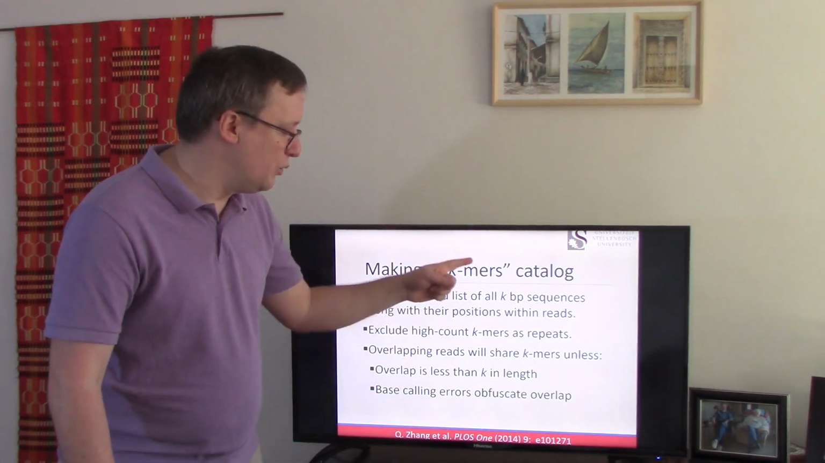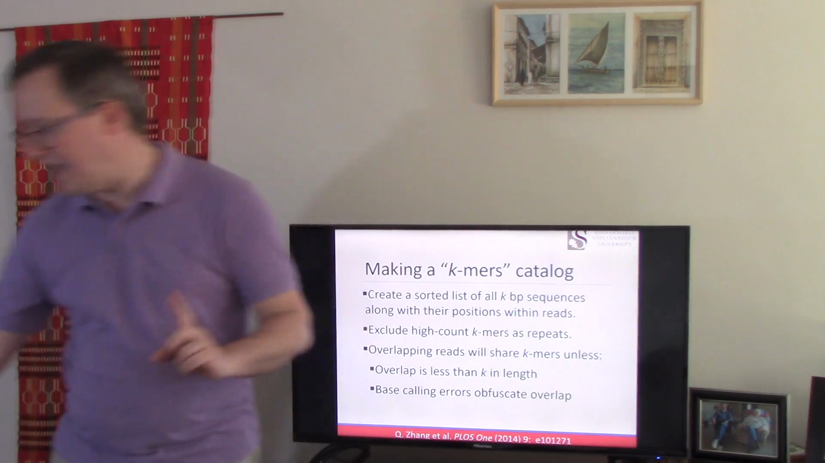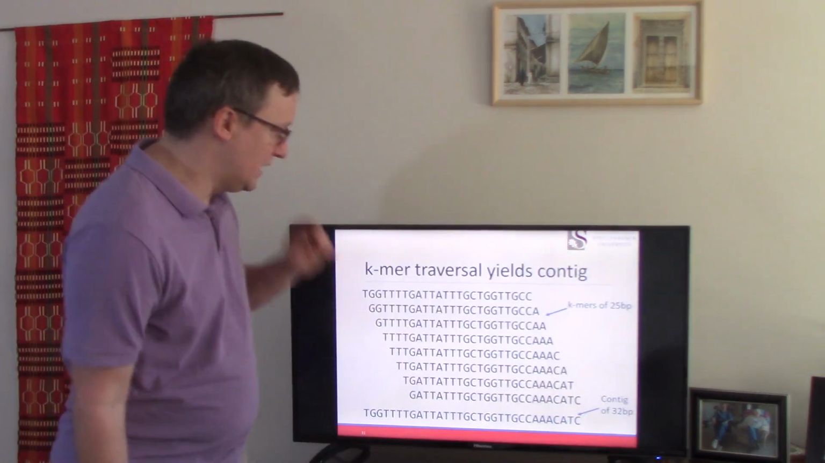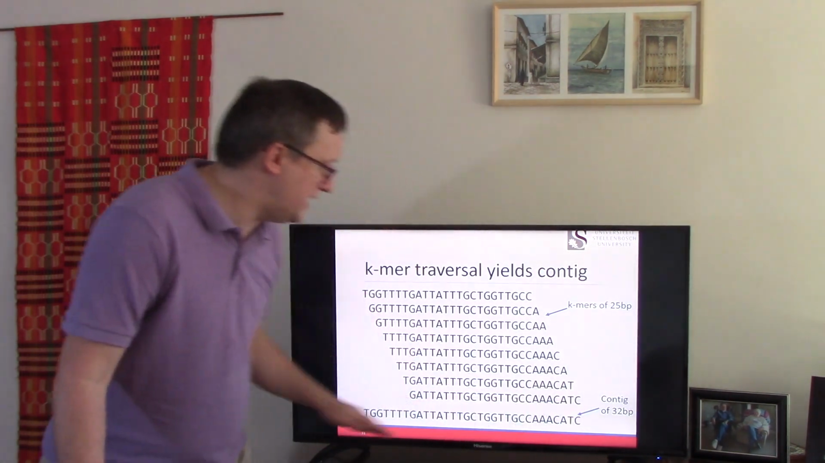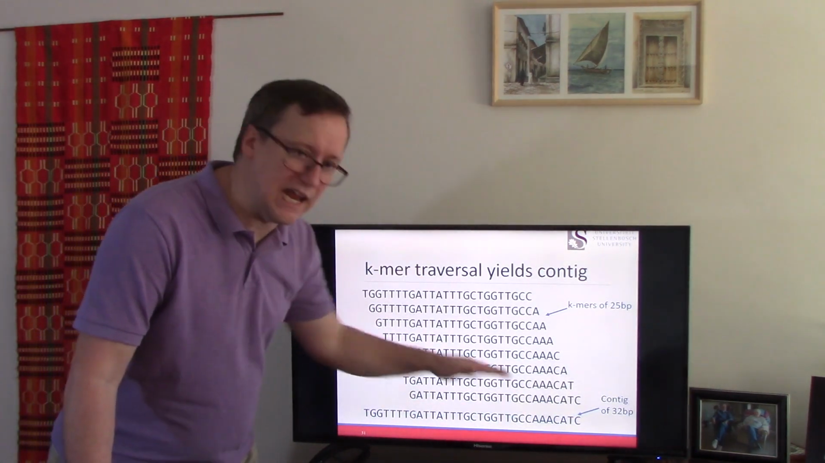Okay, so having created a catalog of all of the k-mers that we can find in any of the reads, we now are able to think of this as a graph. So imagine that we had our long read, it's been subdivided into k-mers.